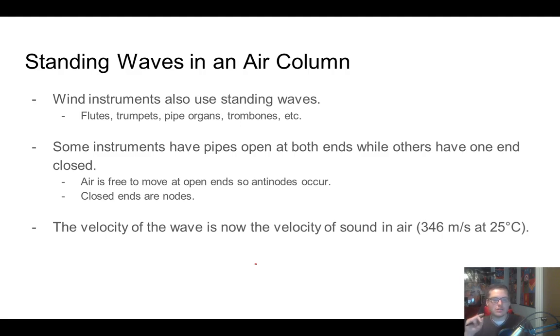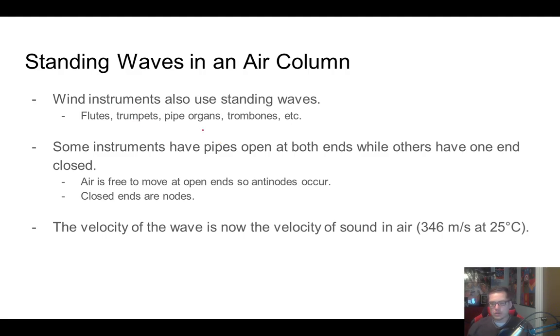Now, we also need to know what it looks like to have standing waves in an air column. This is like wind instruments, like pipe organs. You can look at flutes, trumpets, trombones, brass, and woodwind instruments, essentially. These work slightly differently, but have very similar characteristics. The idea is that you can have what's called an open end, or both ends being open, or one open, one closed.